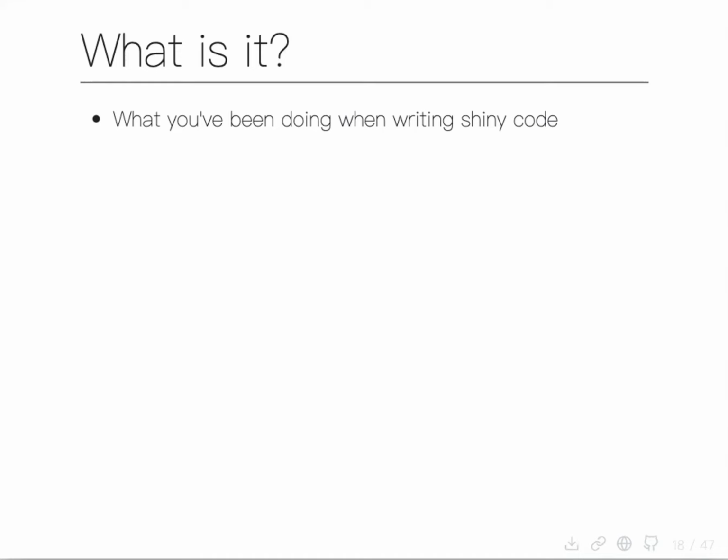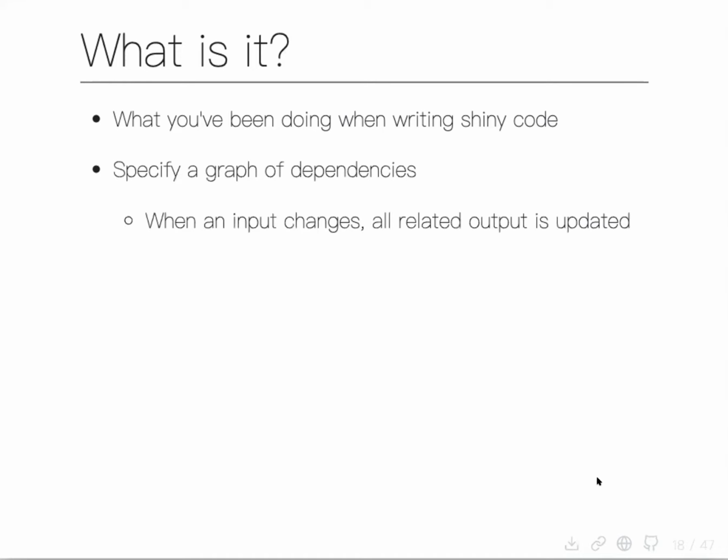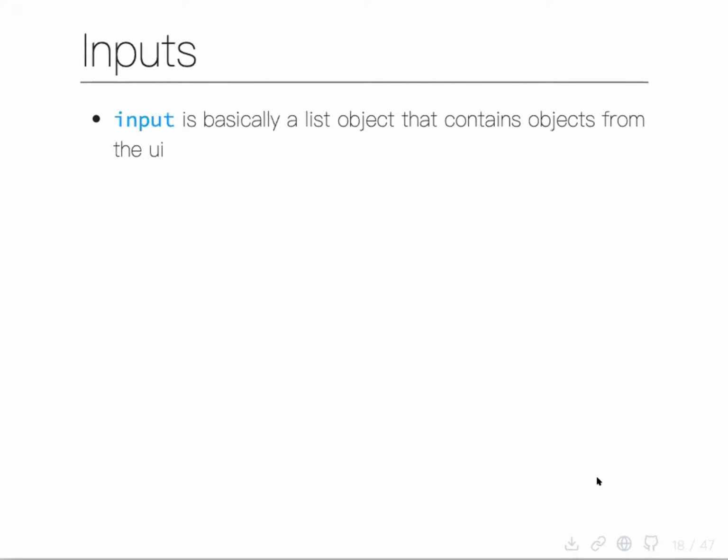reactivity. So what this means is that we're going to have some input, and then we have this graph of dependencies from there. When that input changes, all the dependencies after that should change as well. But importantly, those things should not change until the input changes. That sounds obvious, but the way that Shiny works and the way that we typically work with our code are pretty different in this way.